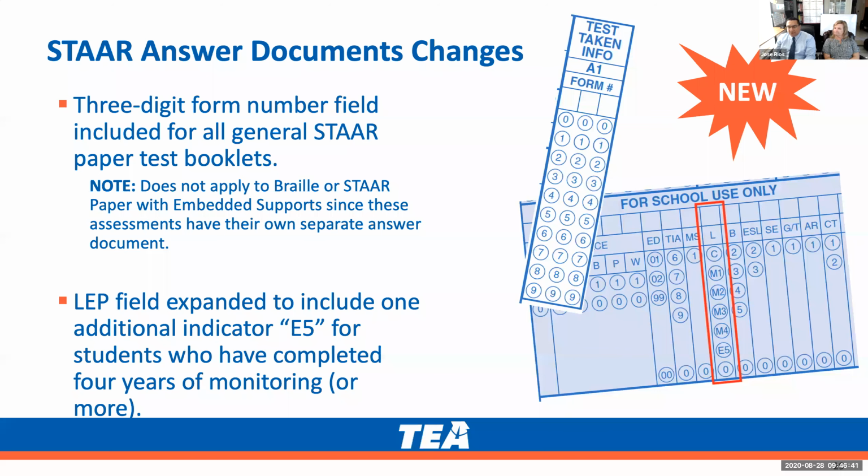The other change to the answer documents, as we mentioned, to match the registration file changes, you will see the E5 codes under the LEP column, and that is the E5 for the Ever EL. Remember, you mark that not just for year 5, but if at any point the student was an English learner. And just a note to remember that Braille and paper with embedded supports have their own answer documents that come with your kit when you order.